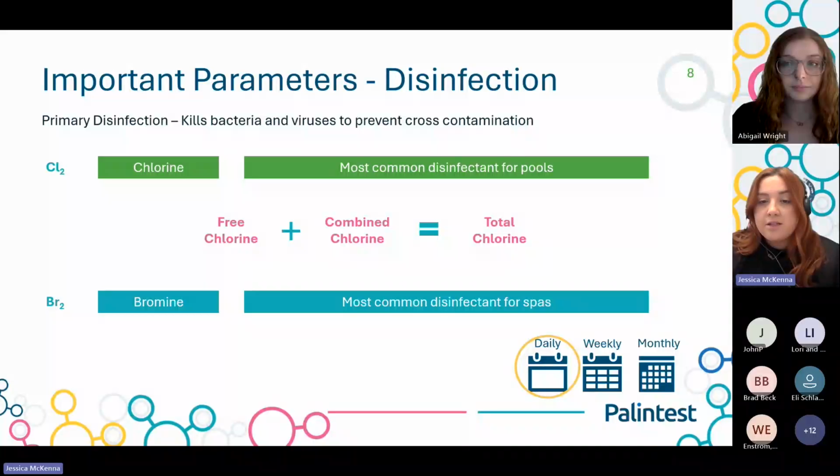You should test your disinfection daily. It's advised that as a minimum, you test on open and close of your pool. Depending on your bather load and frequency of swimming, you may want to increase your testing frequency to every hour or every 2 hours.